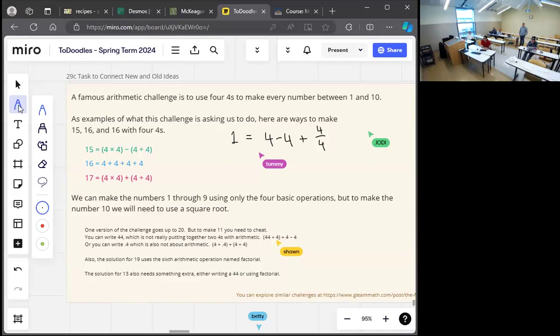How about getting to 2? How do we get to 2 with 4 4s? Divided by again? I can do 4 fourths. So now I have 1 with 2 of the 4s. And divided by again, and I can add another 4 fourths. So 1 plus 1 is 2. That works.